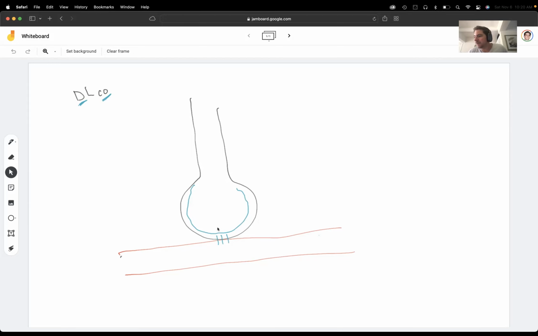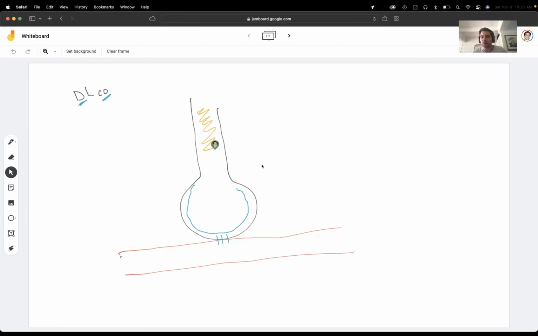Now, people also get confused with this VQ mismatch and this whole idea of dead space. So let's start out with the dead space. Technically, remember, we're saying restrictive lung diseases, we're having a problem with diffusion. We've thickened this membrane here, so you're not able to diffuse the oxygen across. So what you actually did is you increased dead space, right?